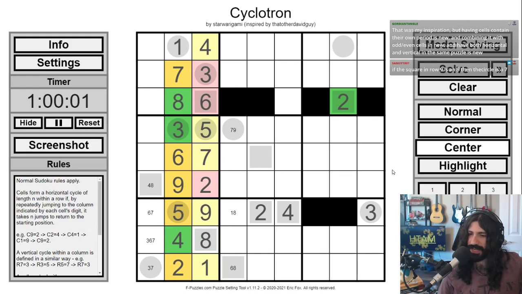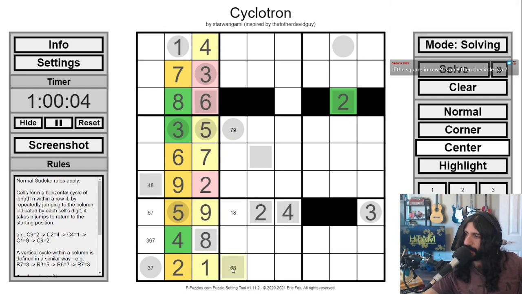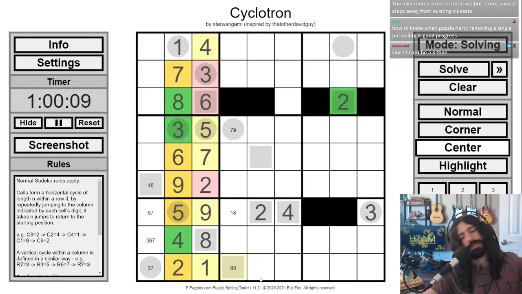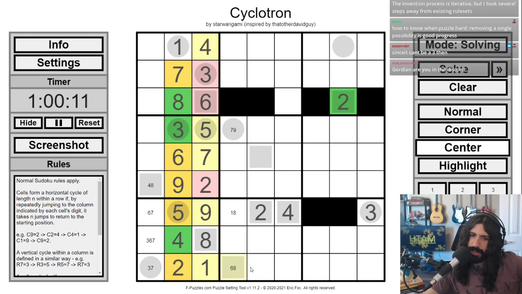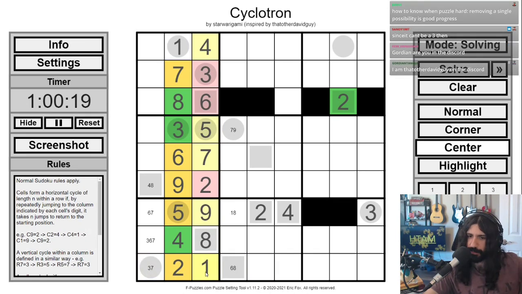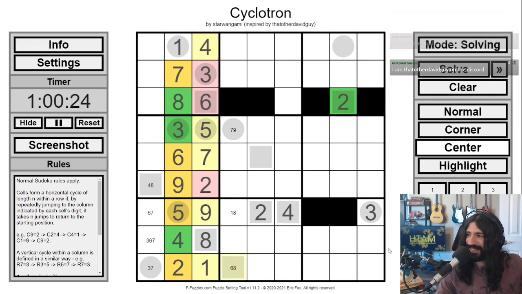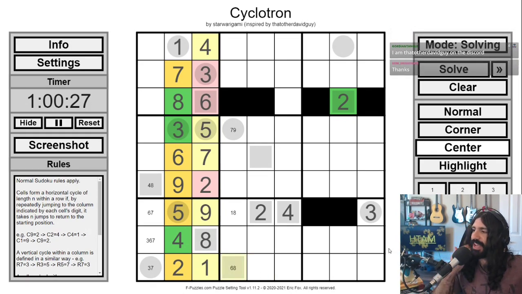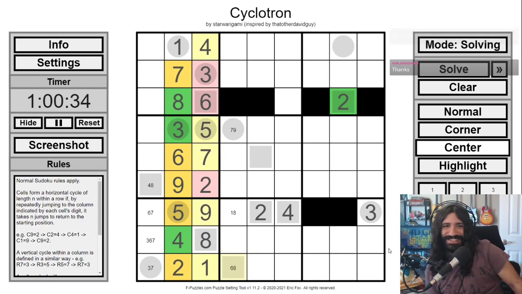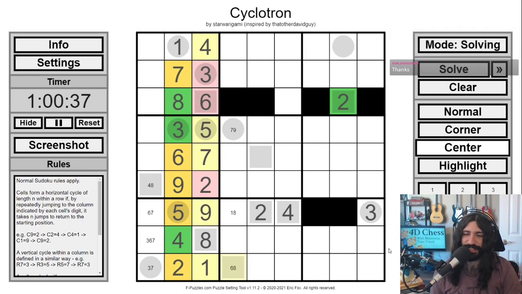If the square in row 9 is an 8, then the circle is a 7. That's interesting. Oh, yeah. If this is an 8, then this can't be a 2 cycle. So, yes. I don't know. I'm not going to write that. Yeah, no, but that's a good one. How to know when a puzzle is hard? Removing a single possibility is good progress. Yeah, I mean, it do be like that sometimes.